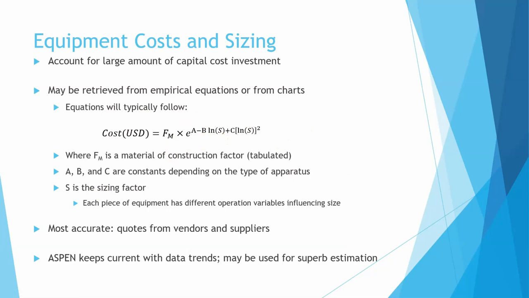Aspen itself, which we'll see a bit later, also has a way to approximate costs, and it keeps current with the current data trends. So every time we're using a more current version of Aspen, we will have a better approximation for our equipment costs. If you're using a 1985 version of Aspen, it's going to be probably more true to the 1980s than it is to now. So you do need to upgrade Aspen for that feature.